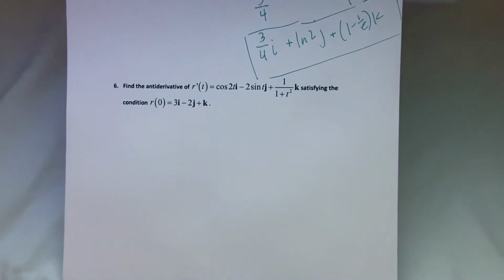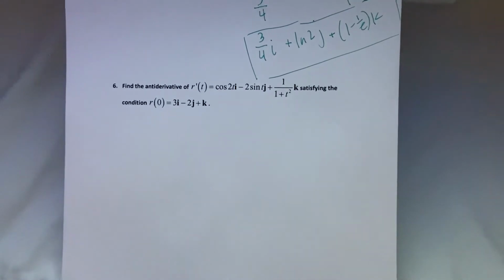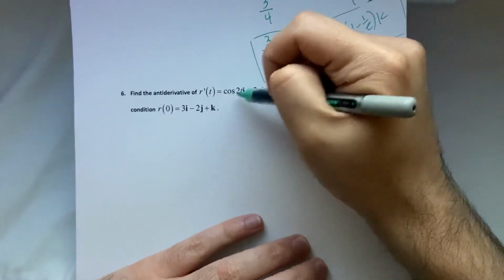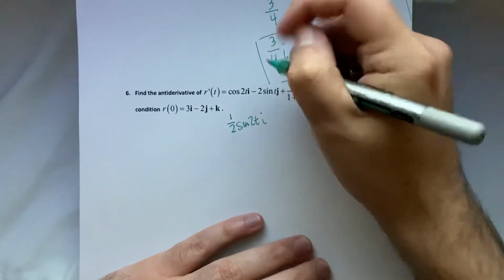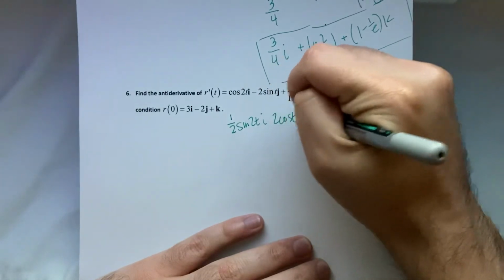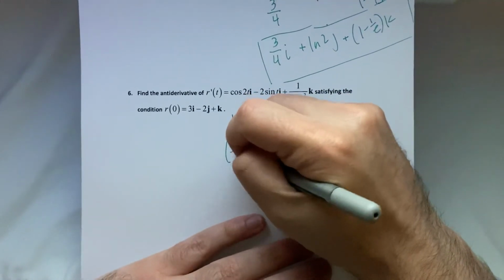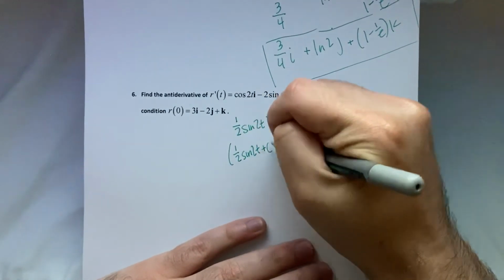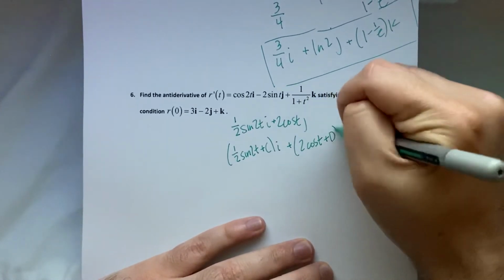Lastly, it says find the antiderivative satisfying an initial condition. What we have to do is take that c, d, and e, and use it to our advantage. This is 3 dimensions. So what's the integral of cosine 2t? It's 1/2 sine 2t i. Integral of negative 2 sine t is positive 2 cosine t j. Normally, but remember what we have to have in here. Plus c i plus 2 cosine t plus d j.